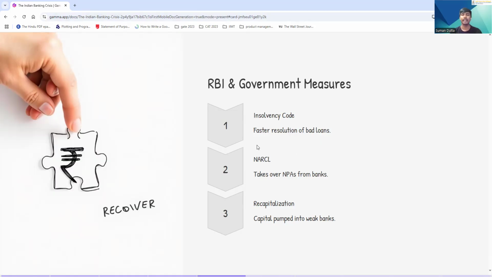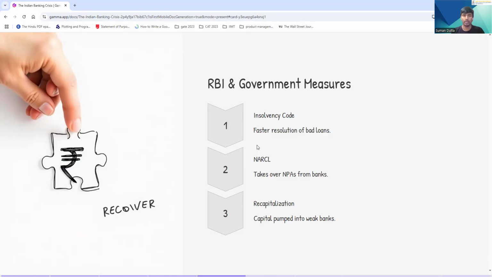Then there is bank recapitalization and mergers, to strengthen the weak banks through capital infusion and consolidating operations for efficiency. There is also digital and AI-based risk assessment: AI-driven monitoring to detect risky borrowers early, and predictive analytics can help with better credit scoring.